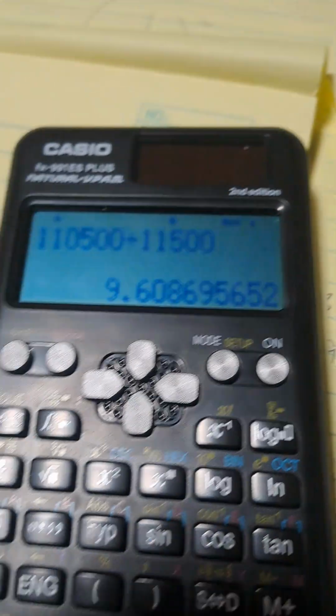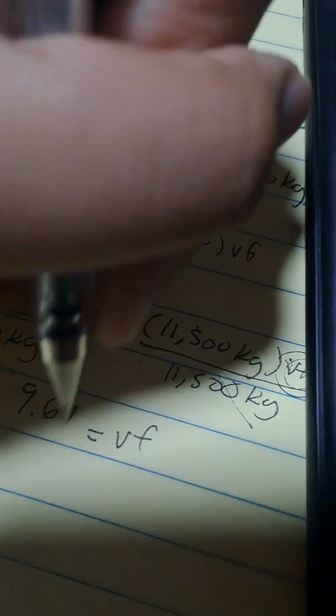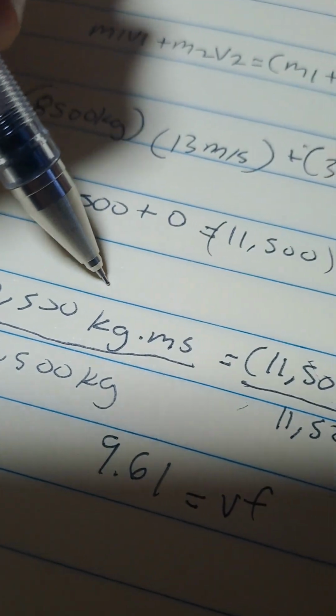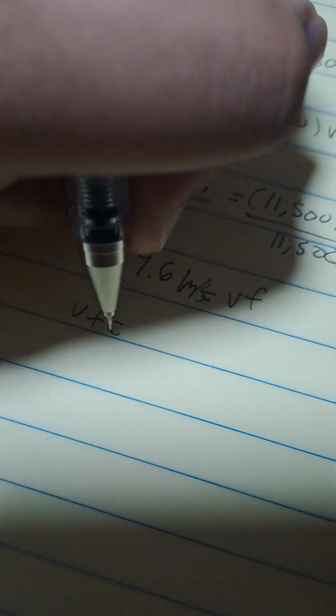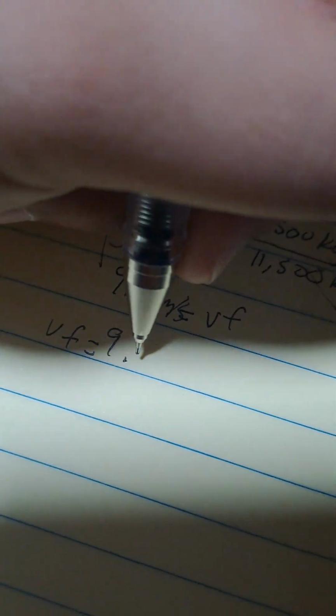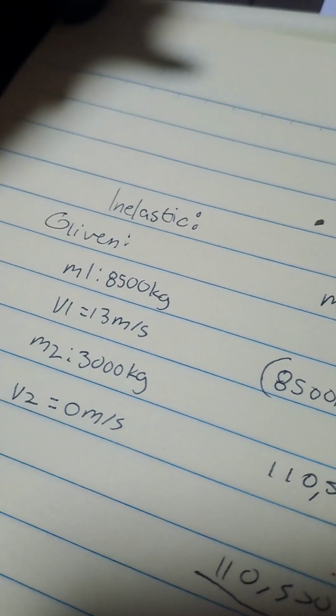9.61, 2 decimal points, please. So 9.61, what's the sign? You're gonna cross out kg because they both have it, and you're left with m/s. Better yet, VF equals 9.61 meter per second. And that's your answer if you're answering for inelastic.